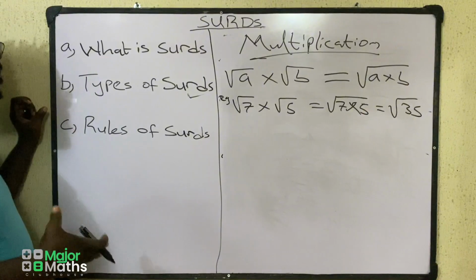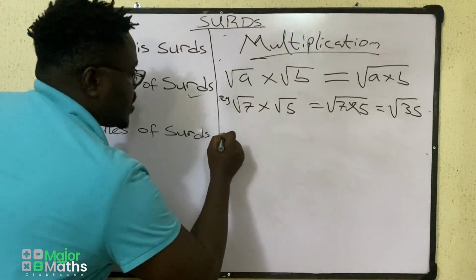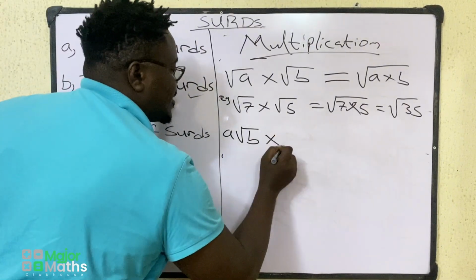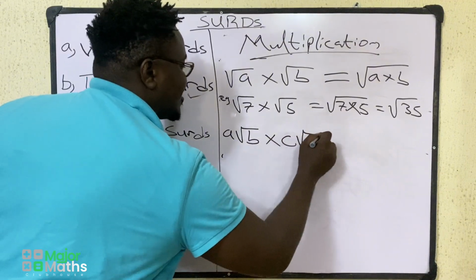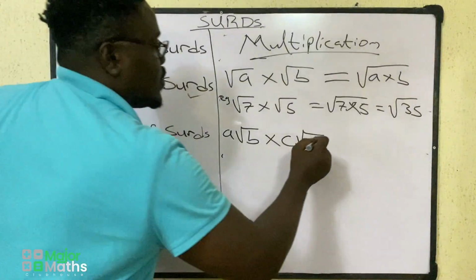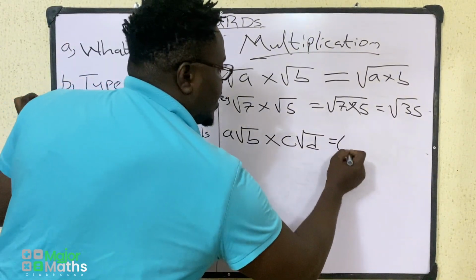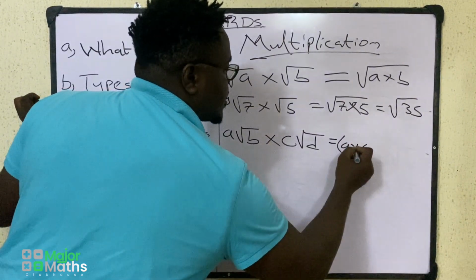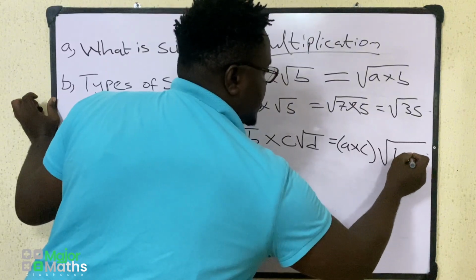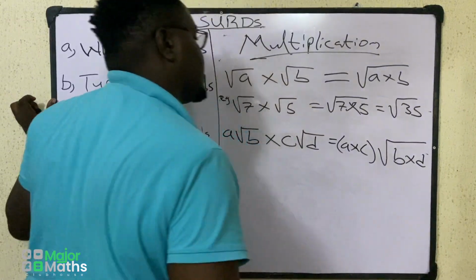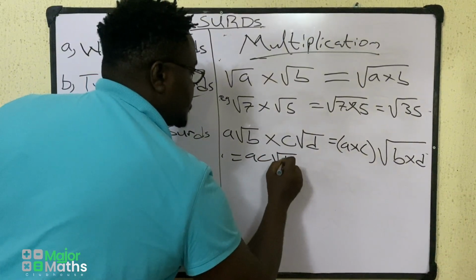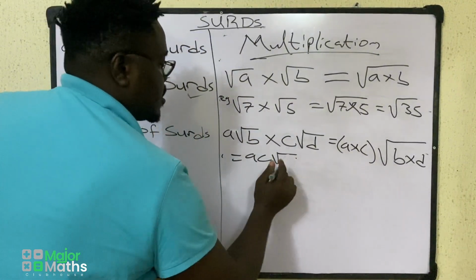So like the way we did the previous one, we could say a root b times c root d will be giving you a times c, bracket, square root b times d. So which is what? ac square root bd.